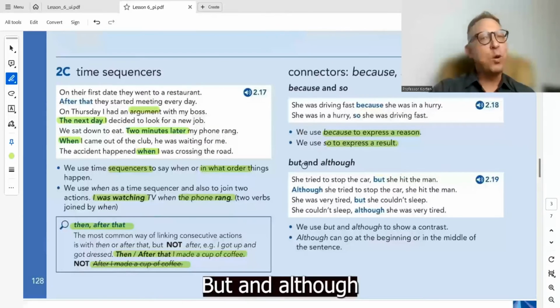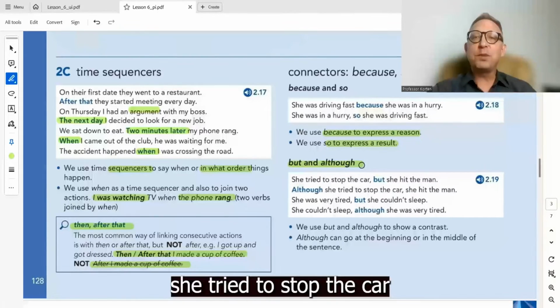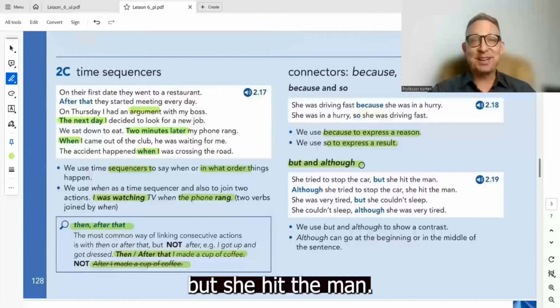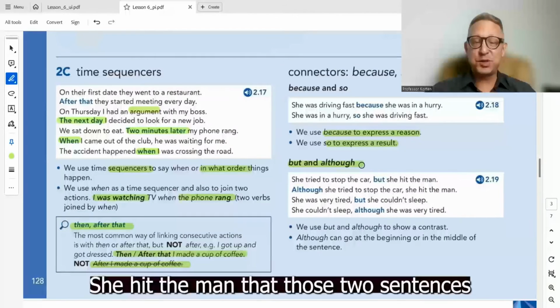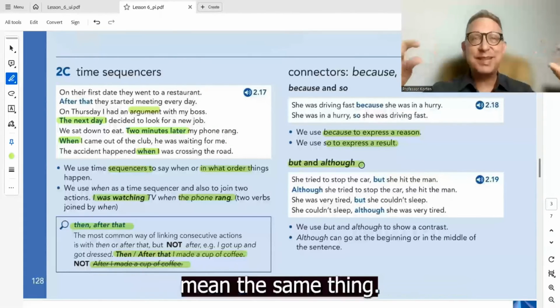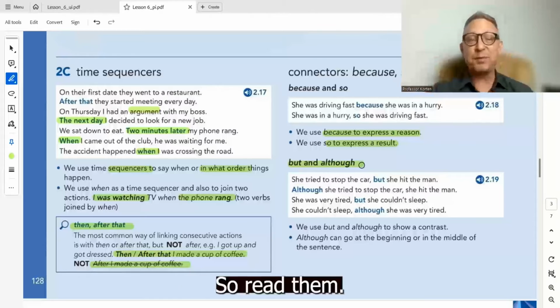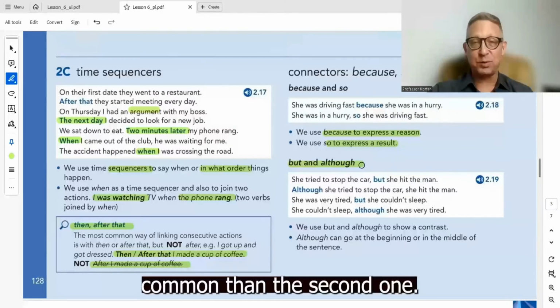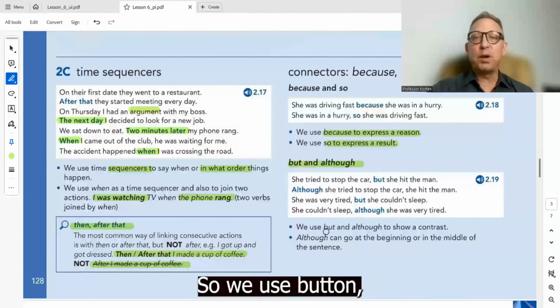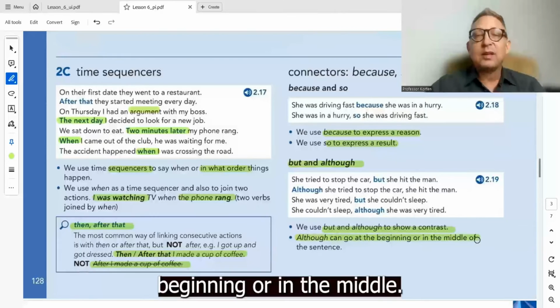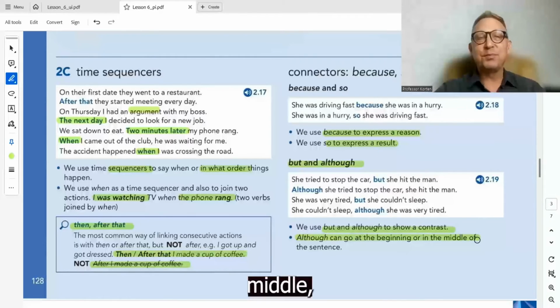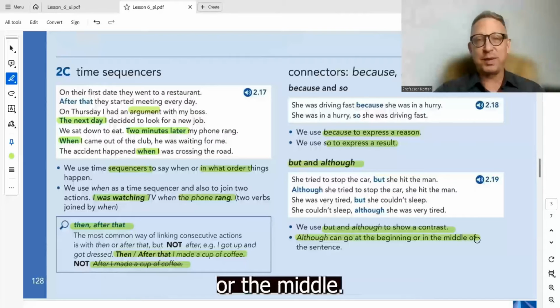All right, but and although. Do you know the difference between but and although? She tried to stop the car, but she hit the man. Although she tried to stop the car, she hit the man. Those two sentences mean the same thing. The first one is more common than the second one. So we use but and although to show contrast. Although can go at the beginning or in the middle. Generally, but is in the middle.